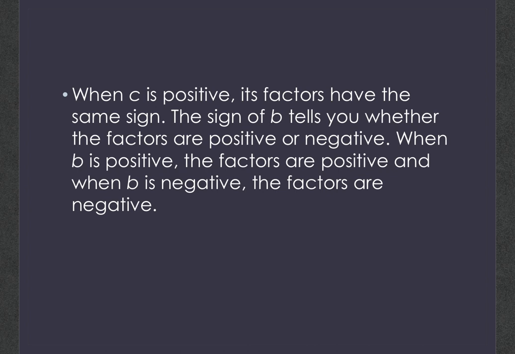I just went over that, but I'll go over it again. This is in words what we just said. If C, the last term, is positive, then the factors have the same sign. And B, the middle term, tells you whether those factors are positive or negative. So if the last term is positive, you take the sign from the middle one, and they're both the same. If B is positive, both factors are positive. If B is negative, both factors are negative.